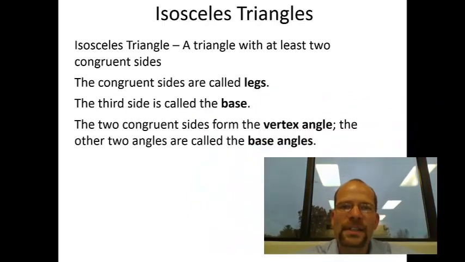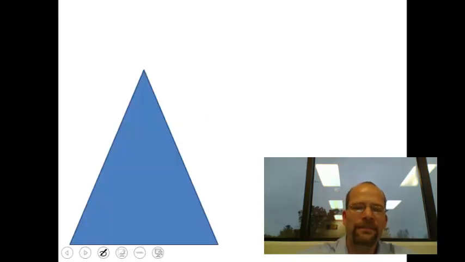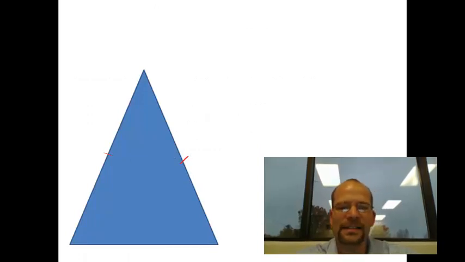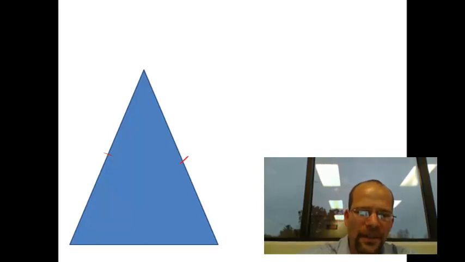We also have special names for the angles in an isosceles triangle. The angle that's common to the two congruent sides is called the vertex angle, and the other two angles are called base angles. Let's take a look at that. This diagram here, I'll indicate that this is in fact an isosceles triangle by showing that those two sides are congruent. If those are the congruent sides, then this is the vertex.